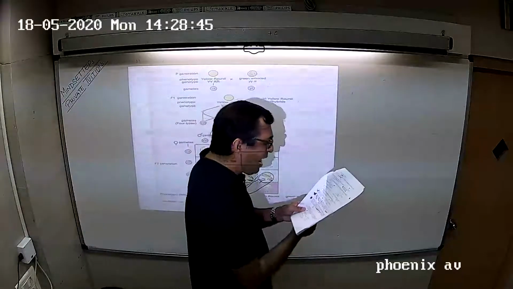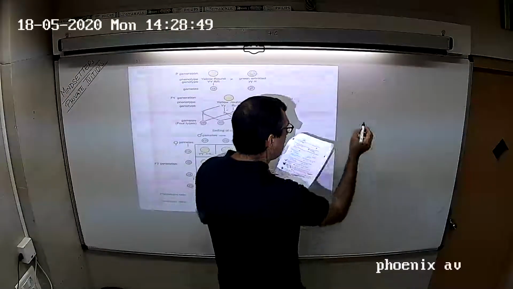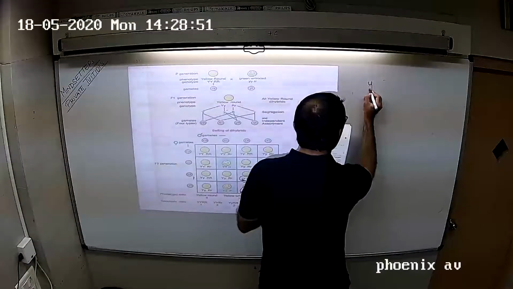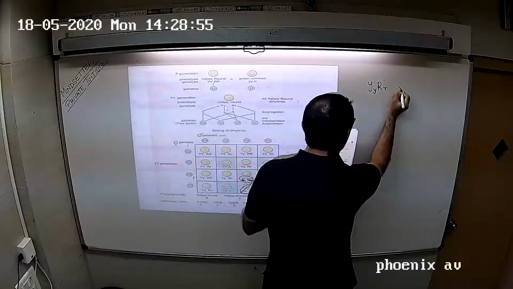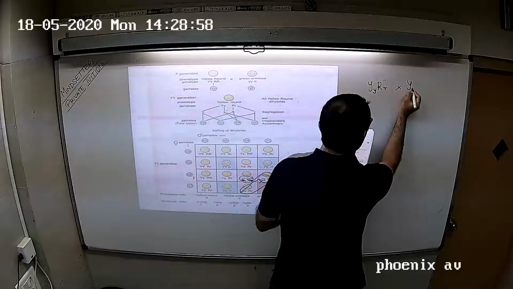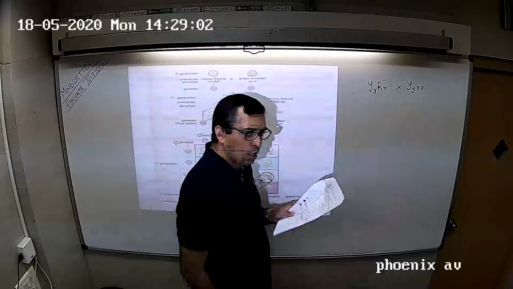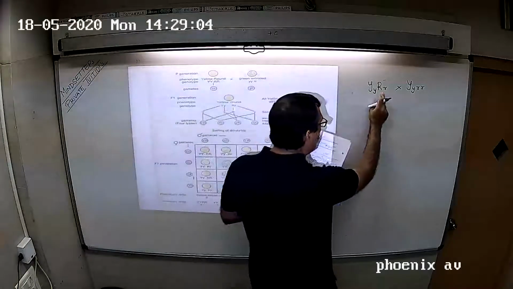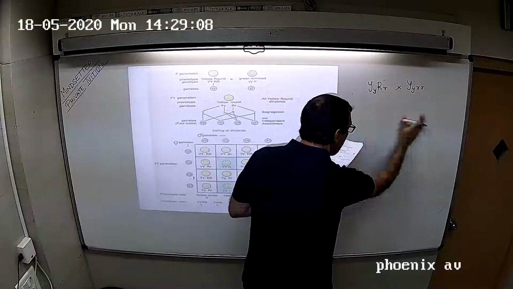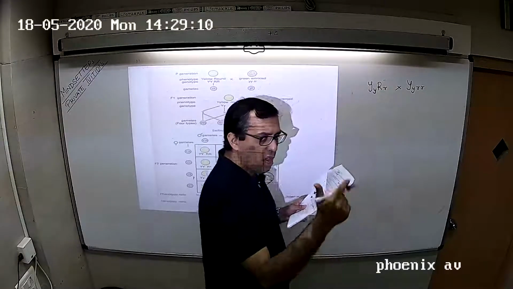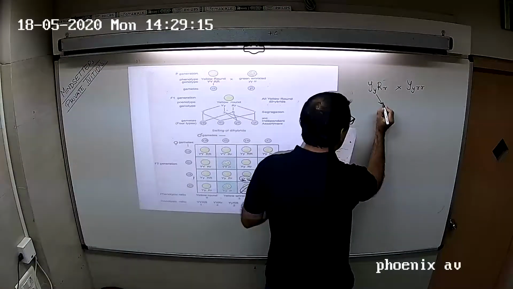So what will happen if the plant is yellow round and yellow wrinkled? Yellow round will be capital Y, small y, capital R, small r, and yellow wrinkled will be capital Y, small y, small r, small r. Now our logic is to get all four characters: yellow round, yellow wrinkled, green round, green wrinkled. So which gametes will be formed from this?